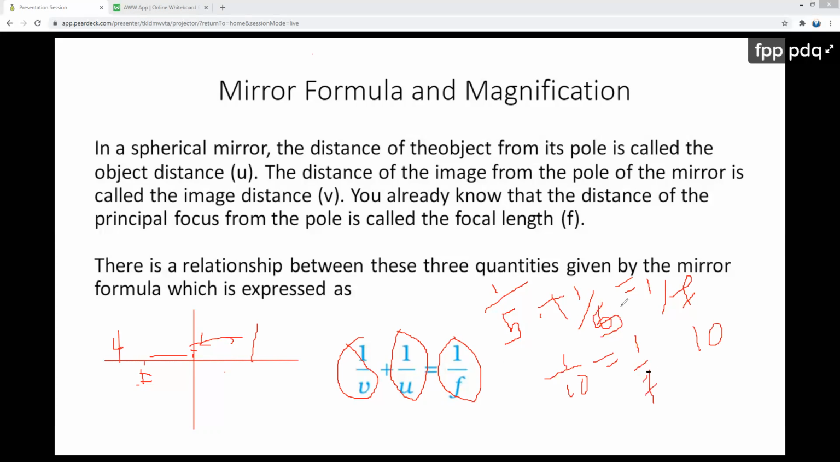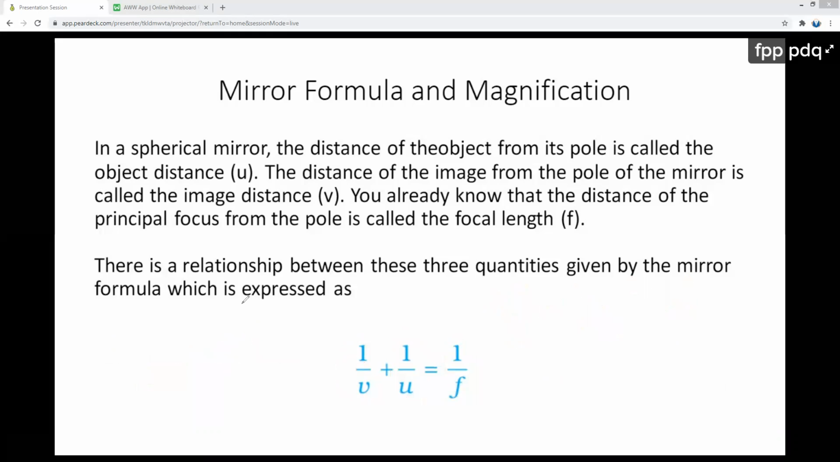Don't forget, you have to take the reciprocal of both sides, or else the answer will be wrong. So f goes here and 10 goes here. So focal length equals 10. Remember the same thing as in electricity with parallel resistors: you just have to take the reciprocal.